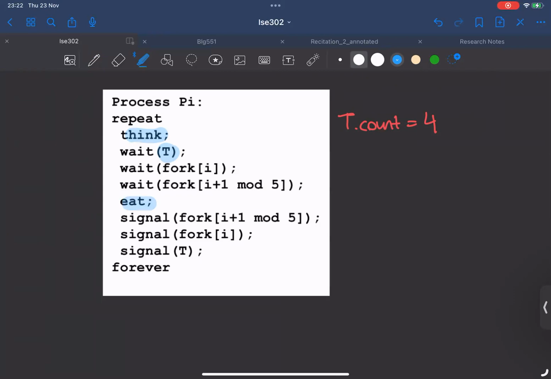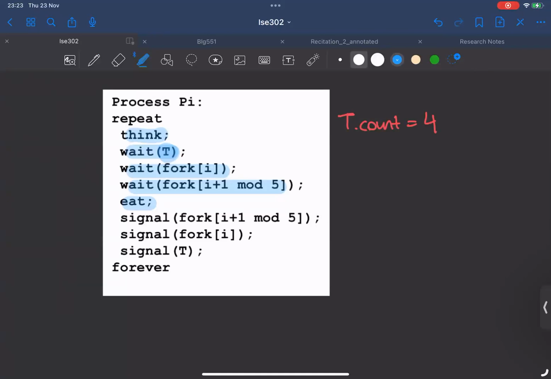The thinking phase represents the philosopher's thinking before attempting to eat. And after that, we see the wait T operation. This acquires the semaphore T, and it limits the number of philosophers to 4 at a time. In these two lines, they take ownership of the two chopsticks necessary for the philosopher to eat. The modulo operation ensures that the index wraps around in a circular manner, and this also represents the philosopher's eating phase.